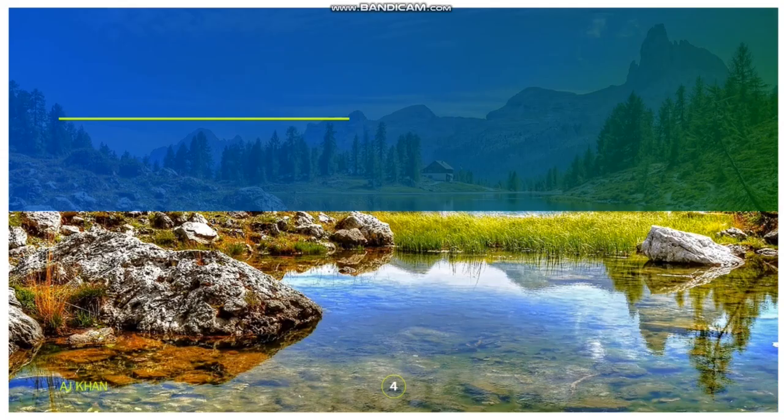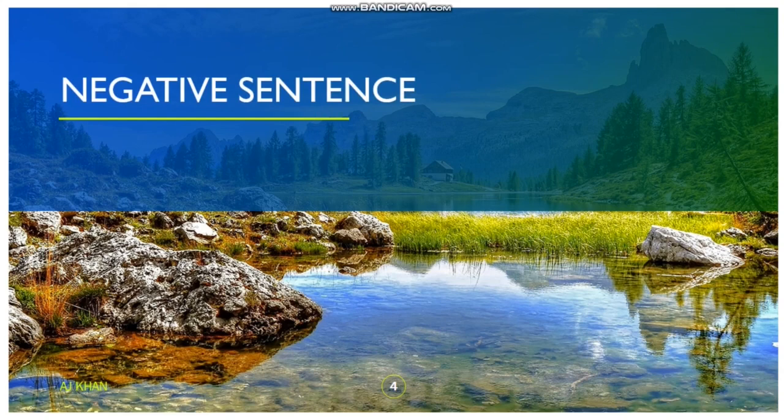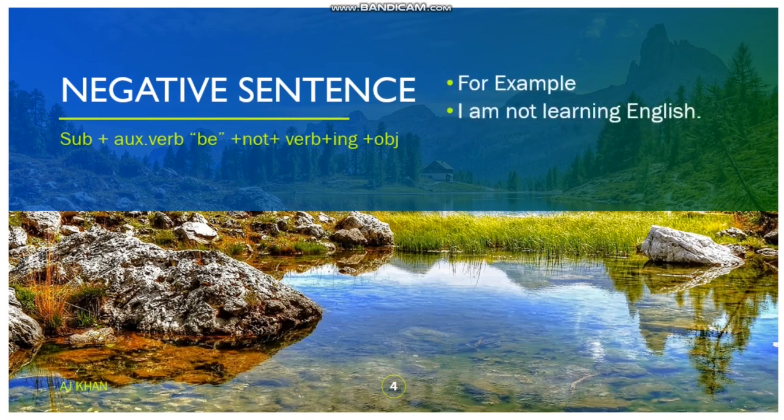Now let's talk about the structure of negative sentences. When we talk about the structure of negative sentences, we add not after the auxiliary verb. The structure of negative sentences is subject plus auxiliary verb plus not plus present participle plus object. For example, I am not learning English. We are not learning English.